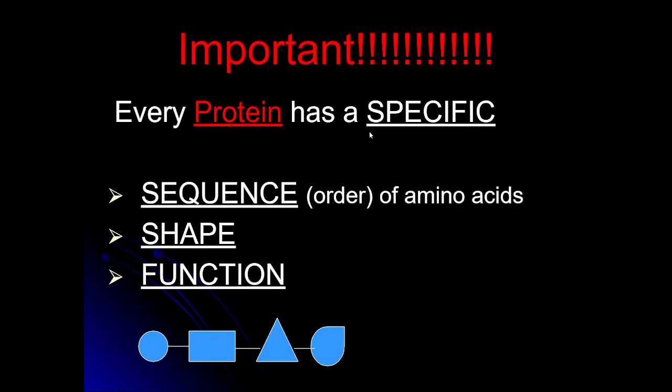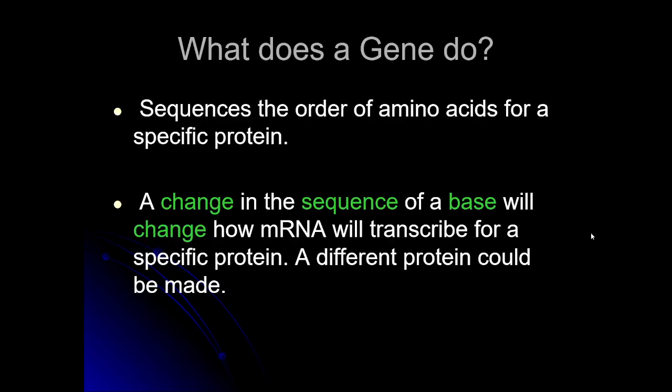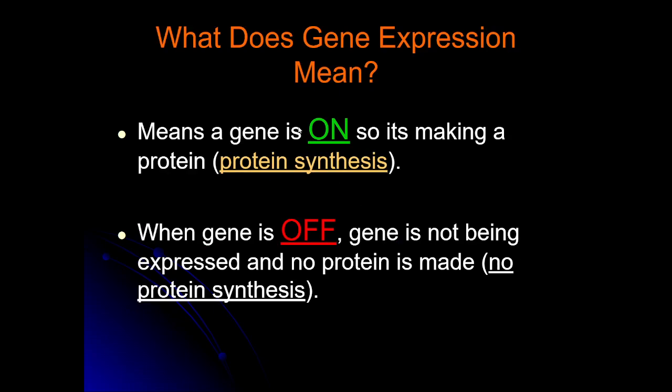Every protein has a specific sequence, shape, and function, and all these determine their job and what they do. What does a gene do? It sequences the order of amino acids for a specific protein. A change in the sequence of a base will change how mRNA will transcribe for a specific protein. A different protein could be made.